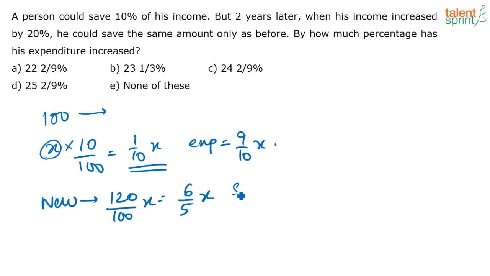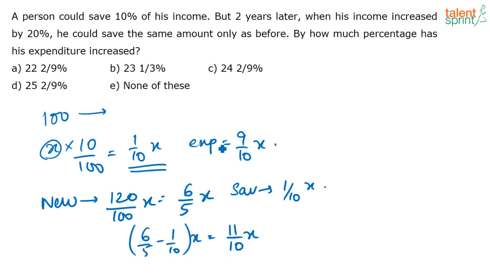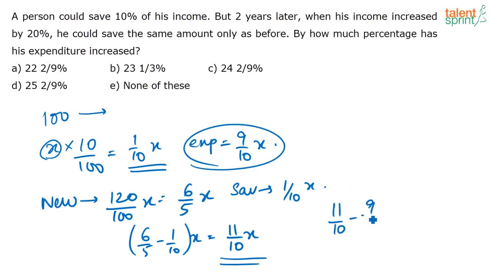His saving is still 1 by 10 of x. So what is his new expenditure? It is nothing but 6 by 5 minus 1 by 10 of x, that is equal to 11 by 10 of x. So this is his old expenditure, this is his new expenditure. So what is going to be his percentage increase in expenditure? It is nothing but (11 by 10 minus 9 by 10) by 9 by 10 into 100, that is equal to 200 by 9 or 22 2 by 9. Okay, now this is one way.